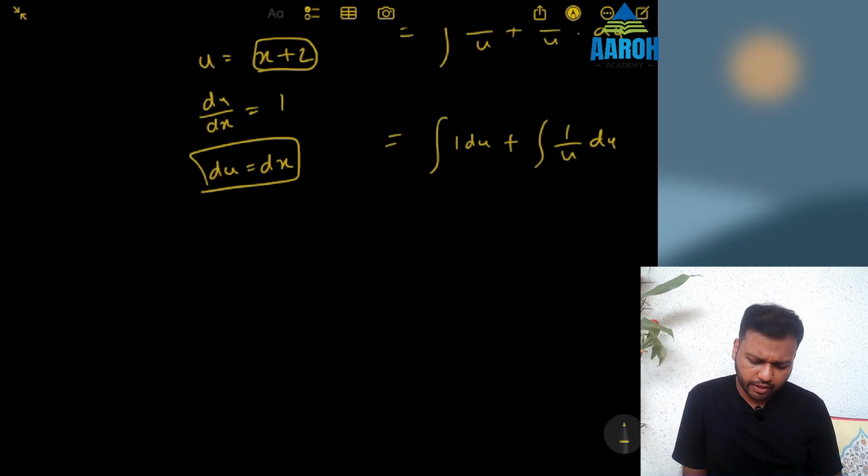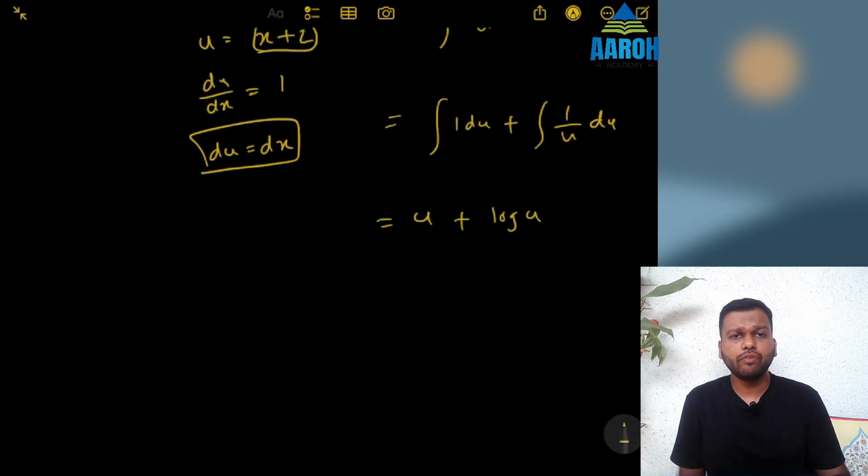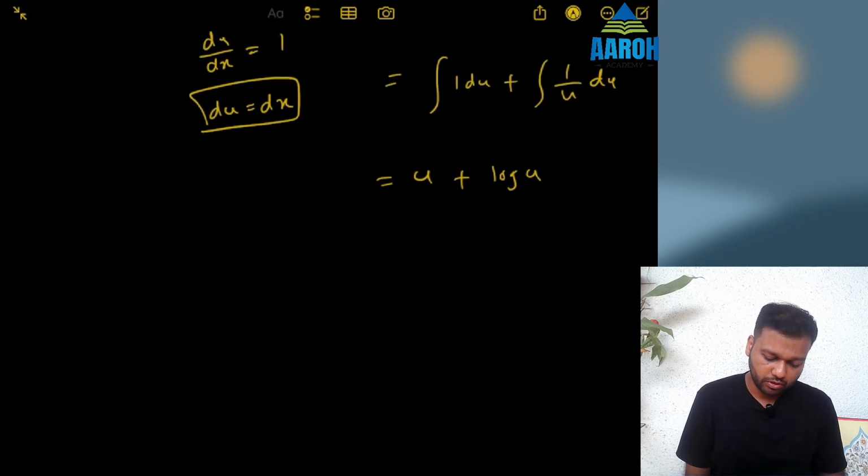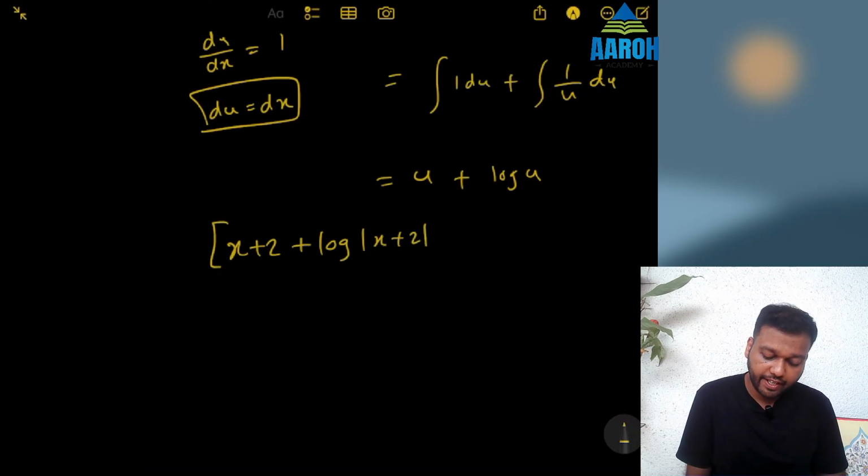What is integration of 1? u. What is integration of 1 by u? Log u. That's it. But now we have to put u as x plus 2. So if I put u as x plus 2, it will become x plus 2 plus log of x plus 2, right? And this is definite integration, so we have to evaluate it from 0 to 4.